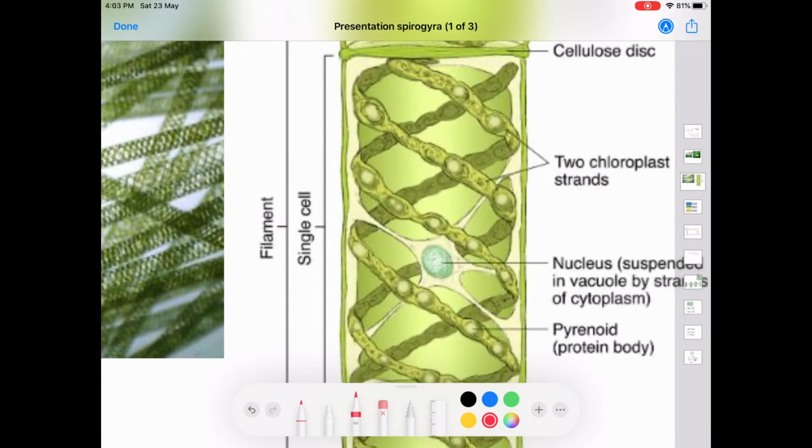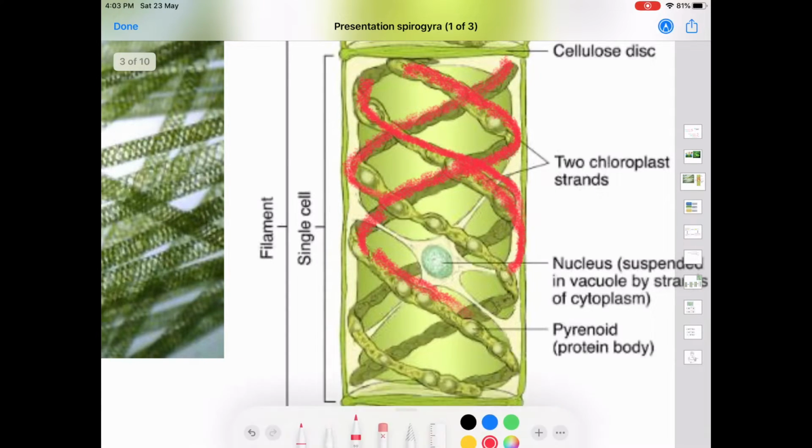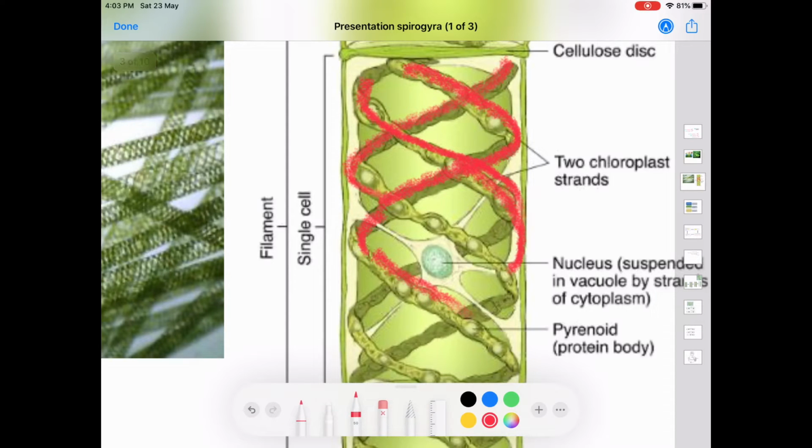The chloroplast is spirally coiled. All the ribbons present inside the cell will be spirally coiled like this. If you look into the structure of pyrenoid, the pyrenoid will be having a central protein which is surrounded by a sheath of starch. This is all about the cellular structure of the algae Spirogyra.